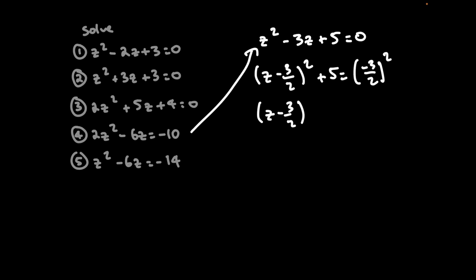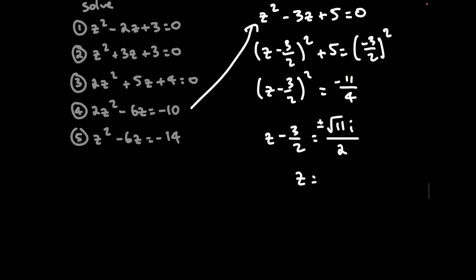Now we have z take 3 over 2 whole squared equals 9 over 4 minus 5. And 9 over 4 minus 5 is really just the same as minus 20 over 4. So 9 minus 20, that's the same as minus 11 over 4. Square rooting both sides, z take 3 on 2 equals the square root of 11i, all over 2, because the square root of 4 is 2. And we also have to add plus or minus. So that means the final answer is z equals 3 plus or minus the square root of 11i all over 2. And this is our answer.